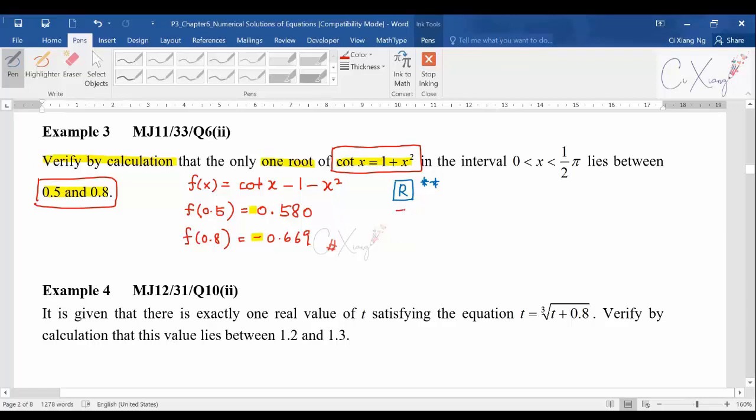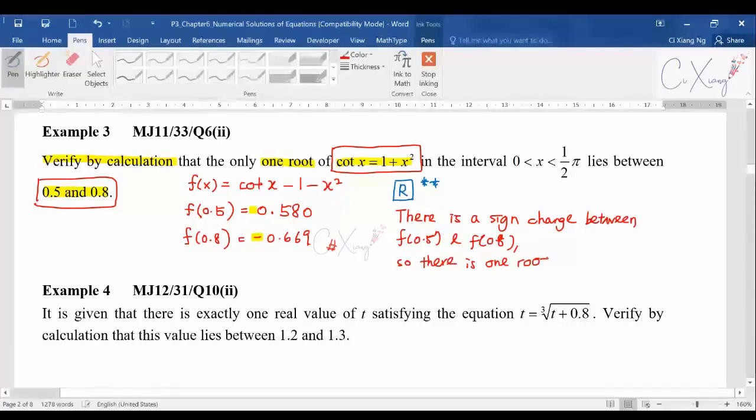So for me, I will just make a simple conclusion after I get the sign change. Usually I will put it as this: there's a sign change between f(0.5) and f(0.8), so there is one root in between 0.5 and 0.8. So usually I will make a conclusion like this.